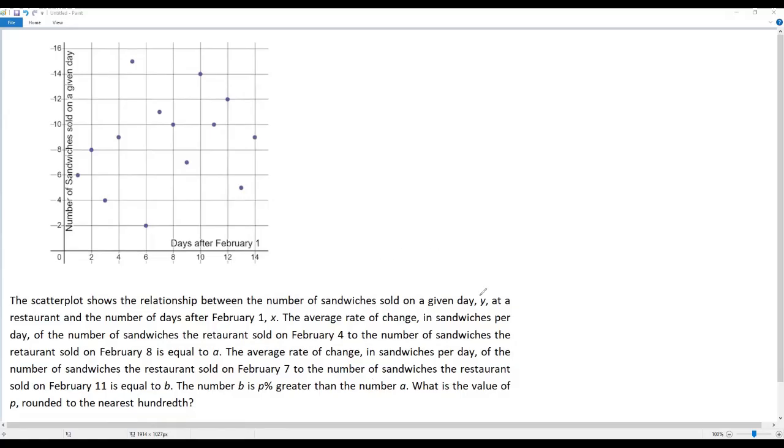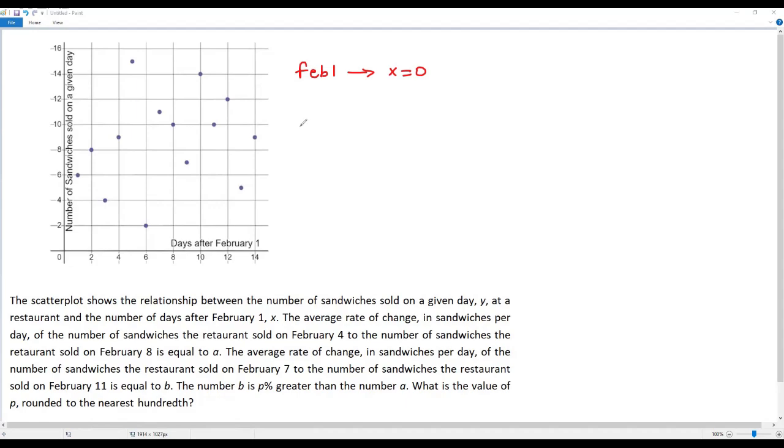Okay, here Y represents the number of sandwiches sold on a given day by the restaurant and X represents the number of days after February. First let me write February 1. The value of X corresponding to February 1 is X equals 0, because X represents the number of days after February 1. Then February 1 represents X equals 0.